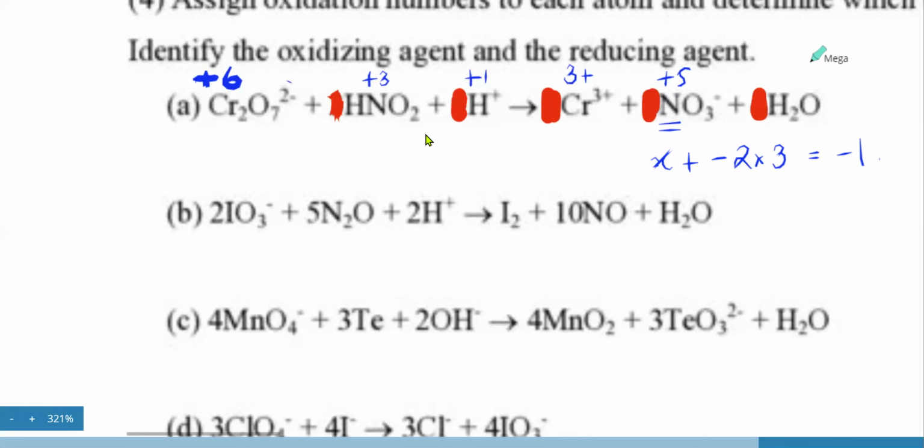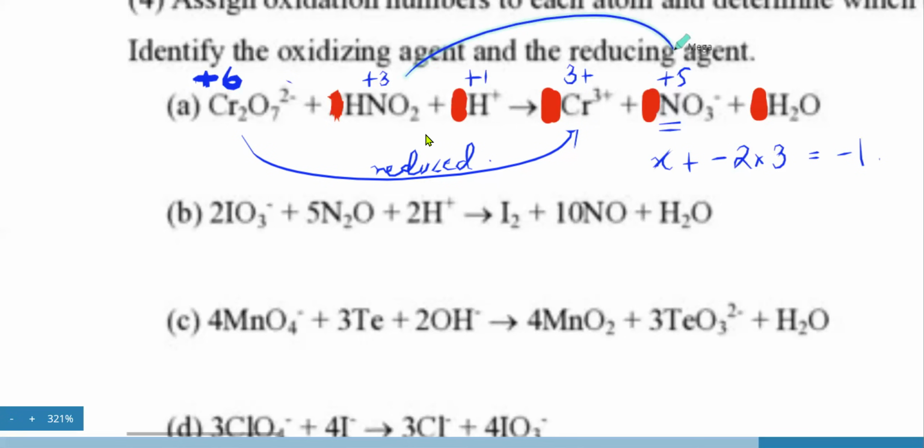If the charge is reduced, that's reduction. So whose charge is reduced? Cr is getting reduced, and N is getting oxidized. N is going from plus 3 to plus 5, right?